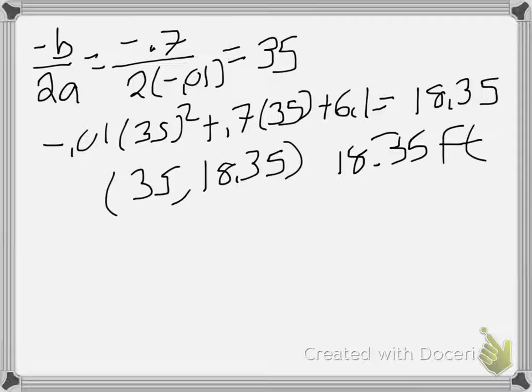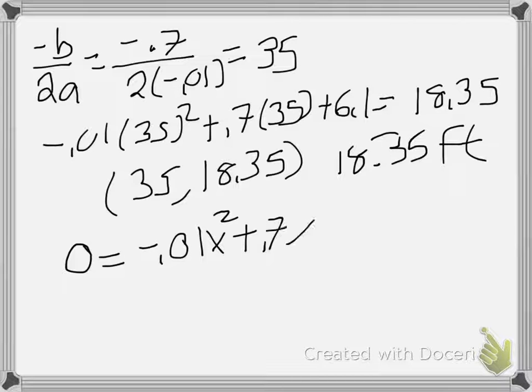Now, in order to figure out how far the shot put goes, again, the shot put's going to stop when it hits the ground. Okay, that's the distance that it gets measured. So that's what we want to do. So the ground level is 0. So we're going to do 0 equals negative 0.01x squared plus 0.7x plus 6.1.